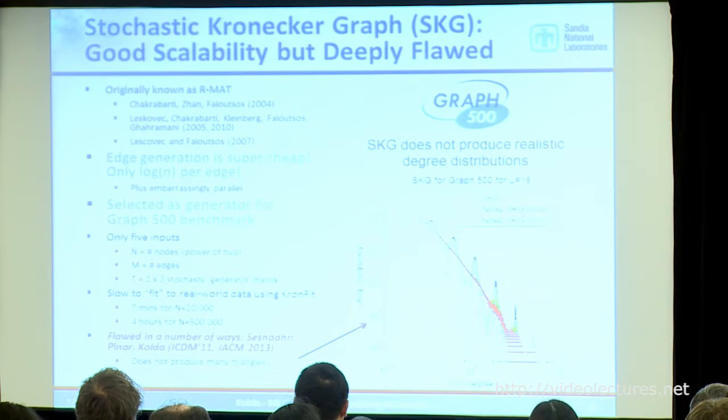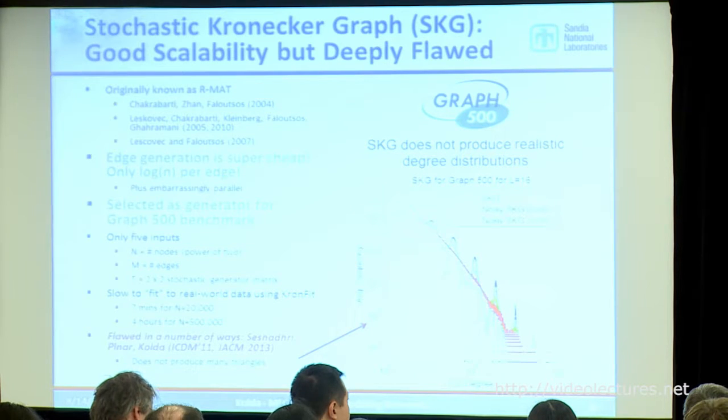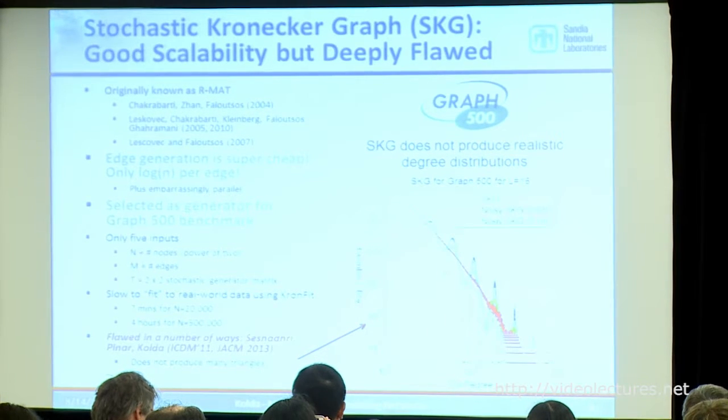So one of the popular models, and we've heard it mentioned earlier today, is stochastic Kronecker graph, sometimes called SKG. It's also originally known as RMAT, recursive matrix. So this comes from an SDM paper in 2004, and there's been several other papers since then. This model has one great feature, which is that edge generation is really, really cheap. And I work at a national lab where we work almost exclusively on really large problems, so we care a lot about scalability. And it costs only log n, where n is the number of nodes, to generate each edge.